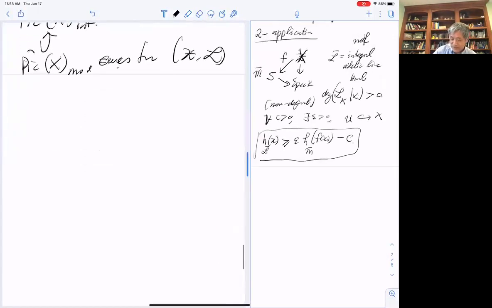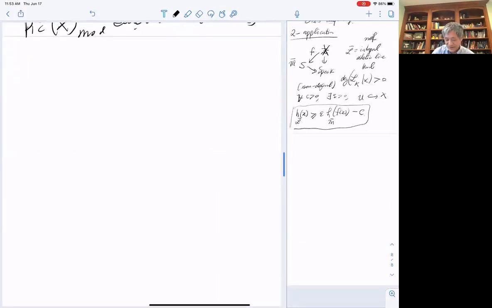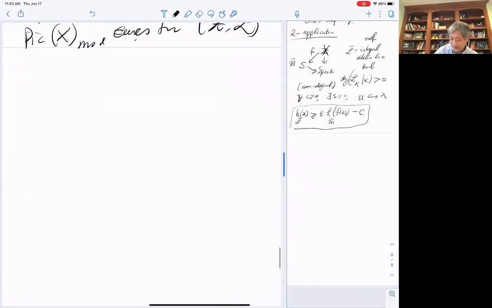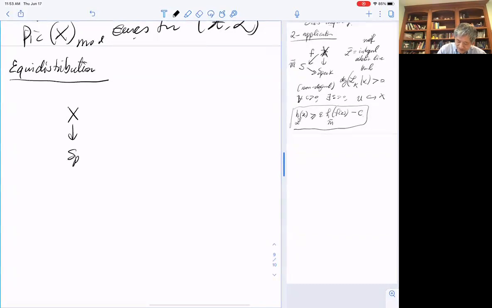So this is one consequence. Well, it's just a reformulation. It's a simple consequence of Xinyi's volume inequality. The second application, this is the first application, another application is equidistribution. So it's the same. Suppose you have X over Spec K, is a quasi-projective.